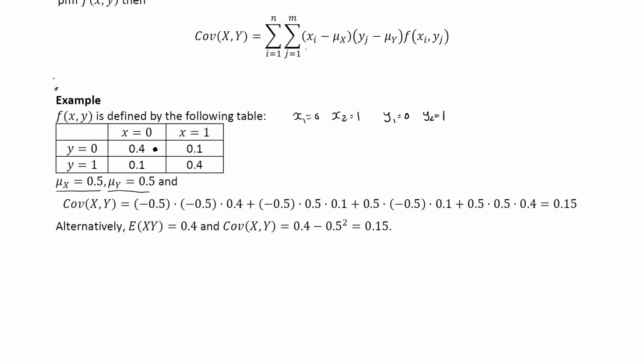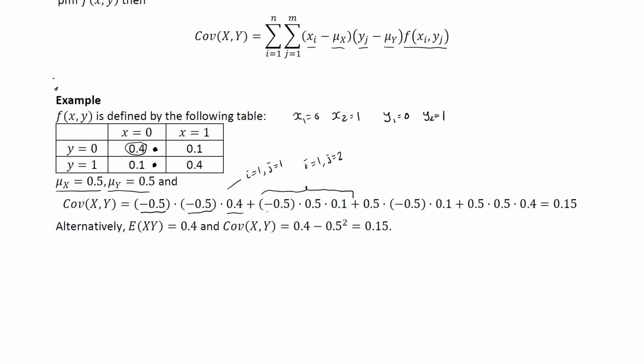Starting here, we do xi, which is 0, minus its expected value. So that comes out to be minus 0.5. We do yj, 0, minus its expected value, 0.5. So this comes out to be minus 0.5 as well, multiplied by the PMF of this one, which is 0.4. So this first term was the case i equal to 1, j equal to 1. Then we move on to the second term, which is i equal to 1, j equal to 2. That is this one right here.